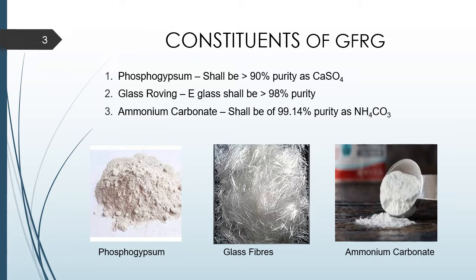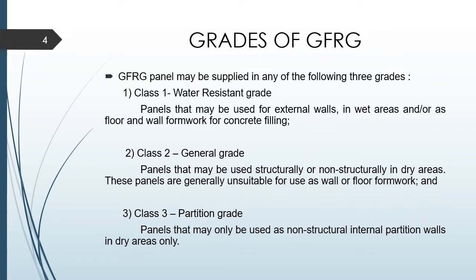The constituents of GFRG are phosphogypsum, glass fibers and ammonium carbonate. The purity of various constituents are given in the slide. Also, the figure shows the various constituents, that is phosphogypsum, glass fibers and ammonium carbonate, which are the main ingredients of GFRG.